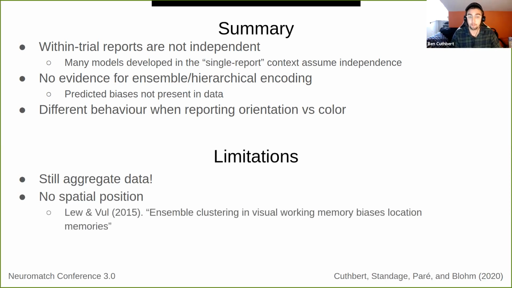And there has been a little bit of modeling to try to capture these effects. Unfortunately, we don't have access to the spatial location. All right, that's it. Thank you.